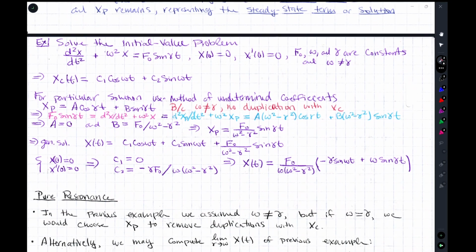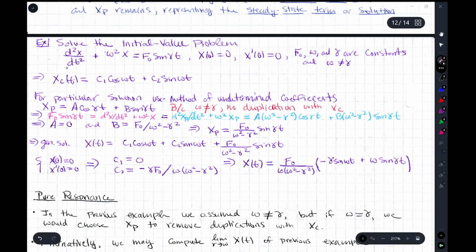So let's look at another example. We want to solve the initial value problem. Here we are using symbols more, except for the initial conditions. At time equals 0, you start from equilibrium position, and you start with 0 speed. Now someone might think that's boring, right? Nothing's going to happen, but don't forget that there's a driving force here.